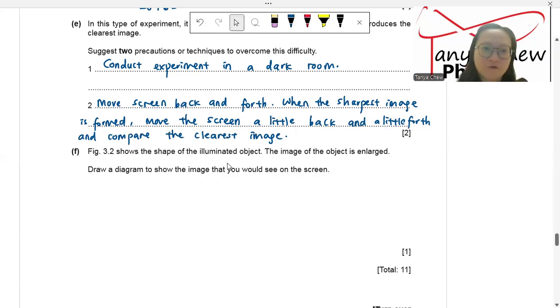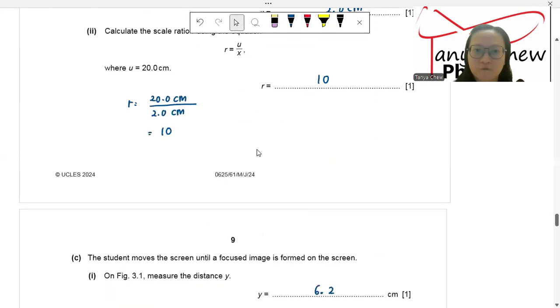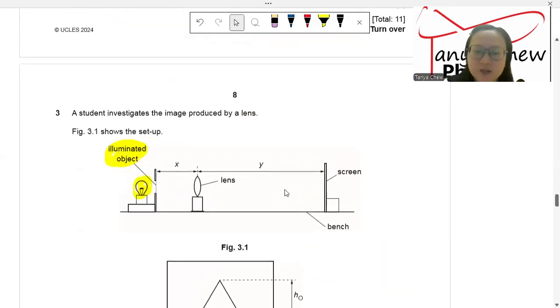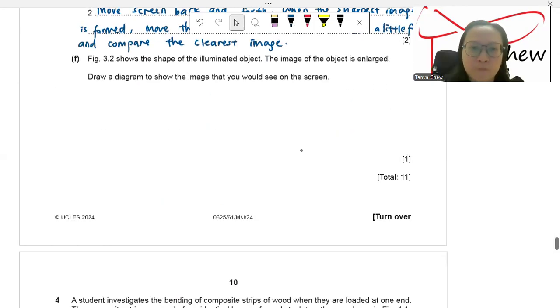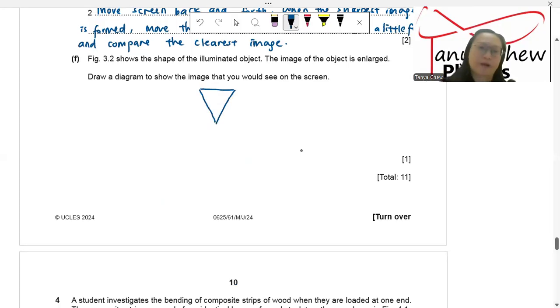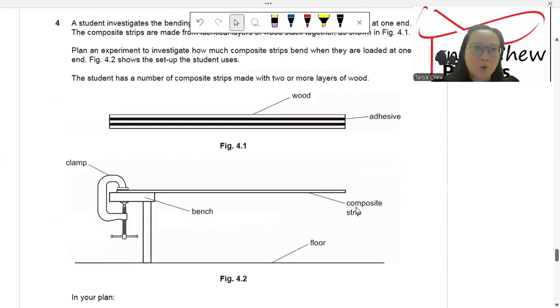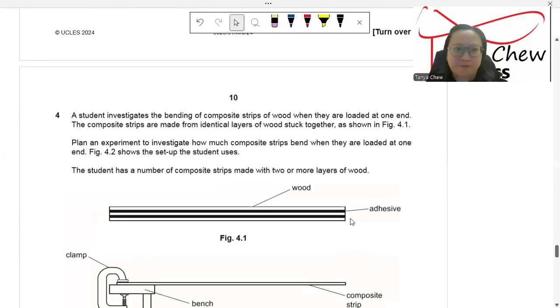Now, Fig 3.2 shows the shape of the illuminated object. The image of the object is enlarged. Draw a diagram to show the image that you will see on the screen. So this is a convex lens. If you can see this convex lens, it will form an inverted image. This is what I'm seeing. Okay, it is an inverted triangle. That will do.